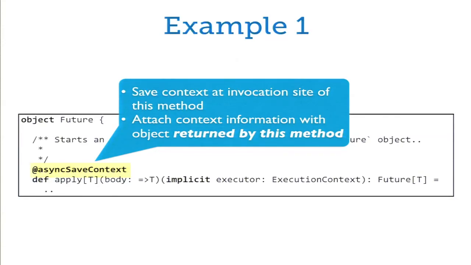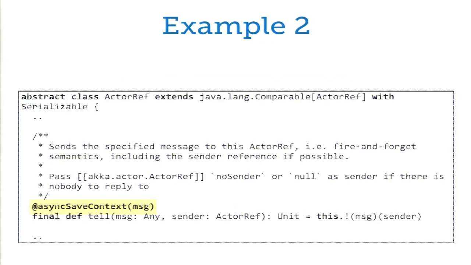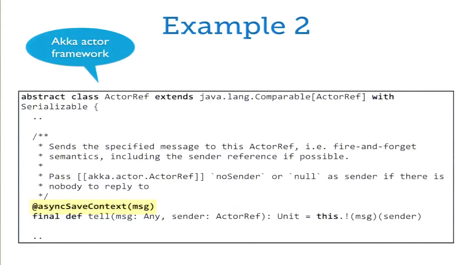And now, of course, we have to say where we want to attach this information to. In this case, we want to attach it to the object that's returned by this method, by the newly created future. This could be a convention: if I don't specify anything, you just attach the context information to the object that's returned from the method.